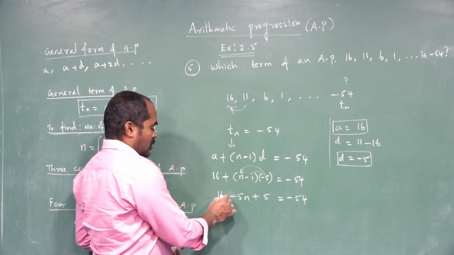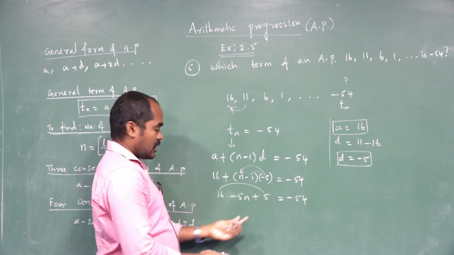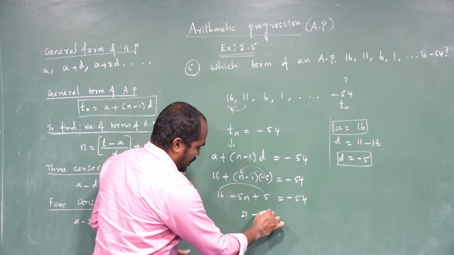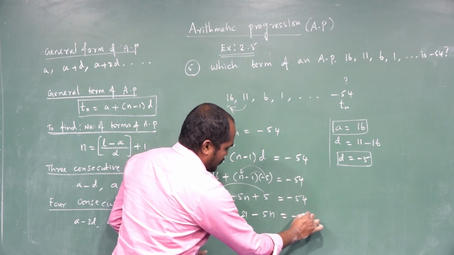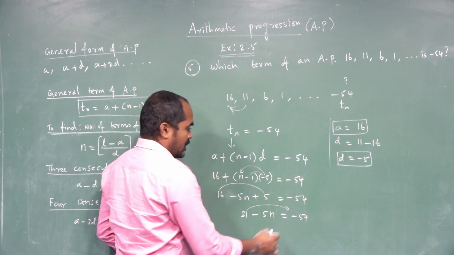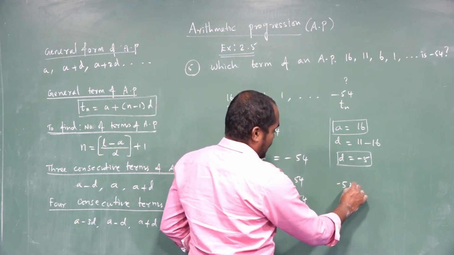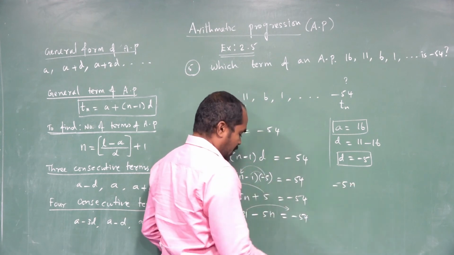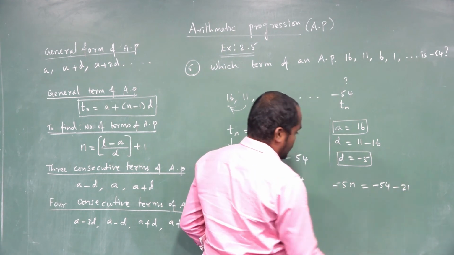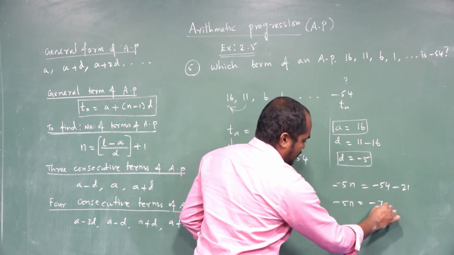Right? So add these two, because both are constants. 16 plus 5 is 21. 21 minus 5n is equal to minus 54. So send this 21 to the right side, it becomes negative. Minus 5n is equal to minus 54 minus 21. So minus 5n is equal to minus 75.